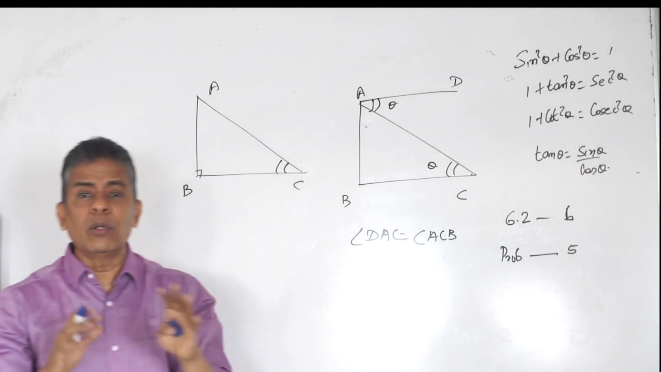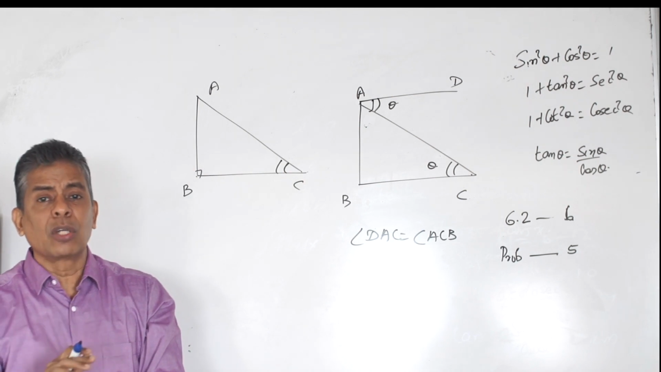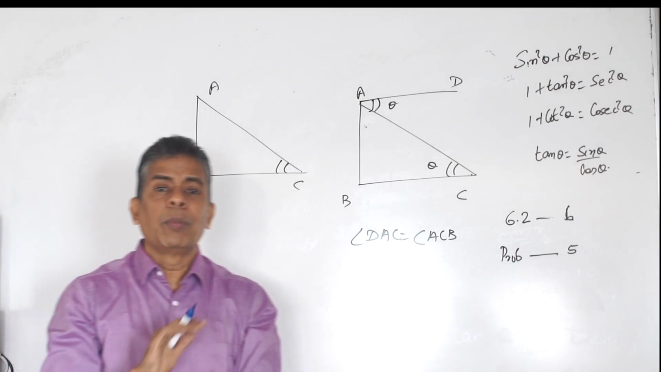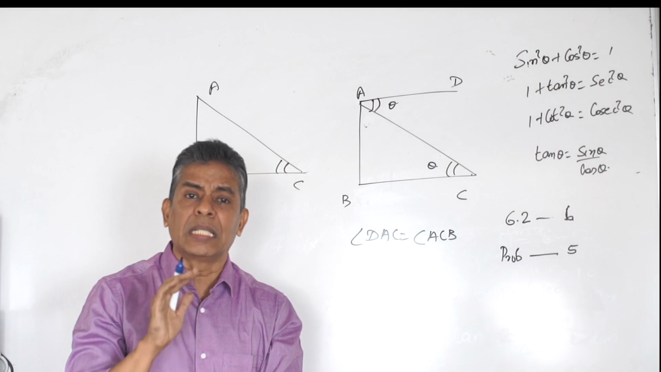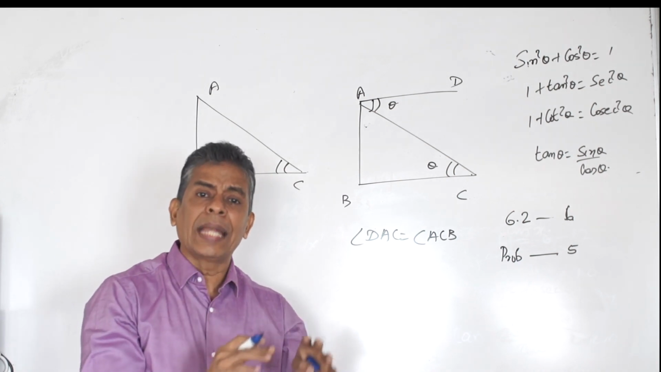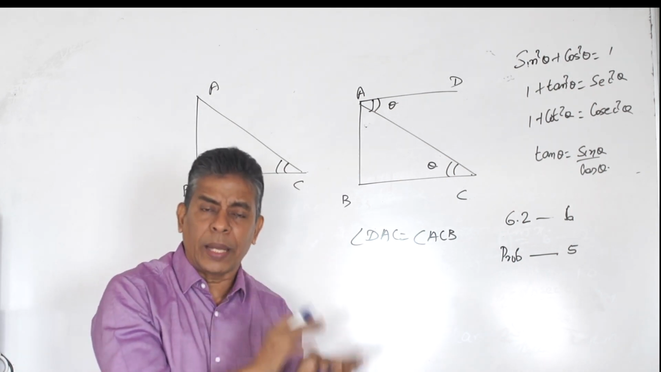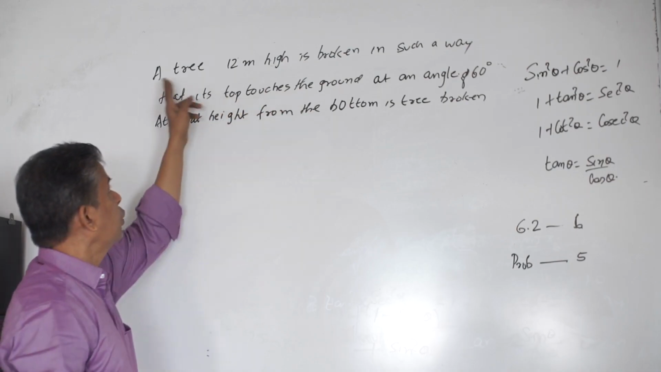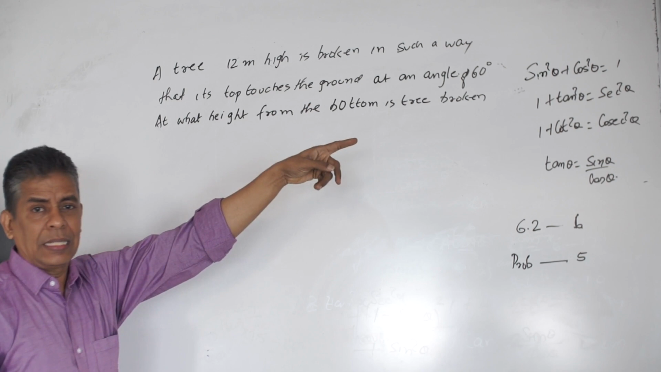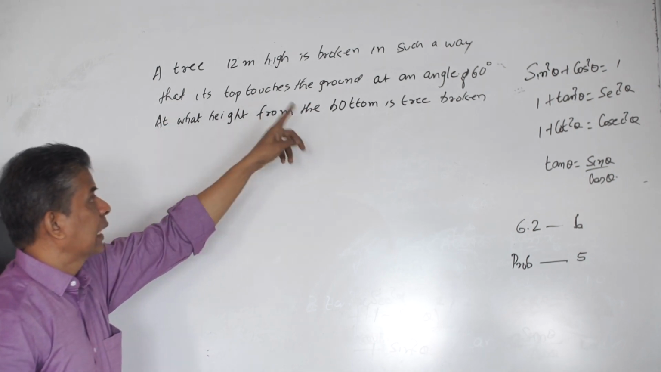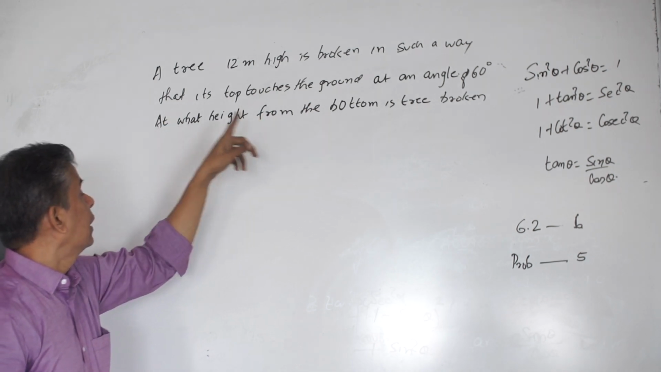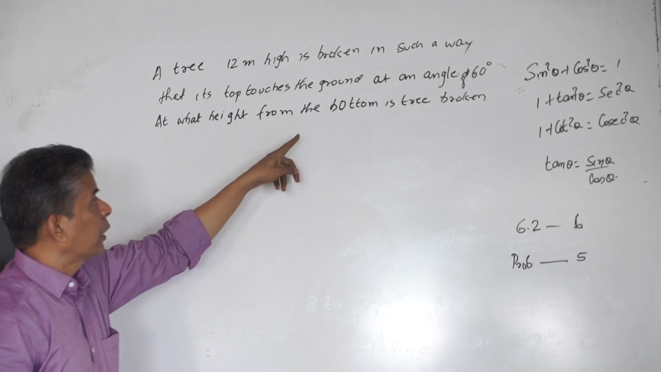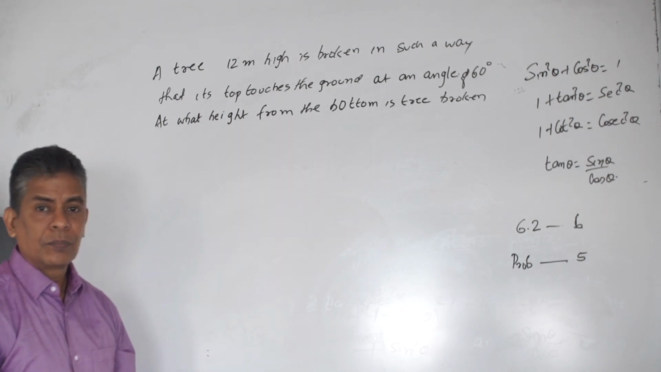Now we will take one problem based on angle of elevation, but I am not taking this problem from the textbook. We will look at a similar problem that you have, but not from the textbook. A tree 12 meters high is broken in such a way that its top touches the ground at an angle of 60 degrees. At what height from the bottom is the tree broken?